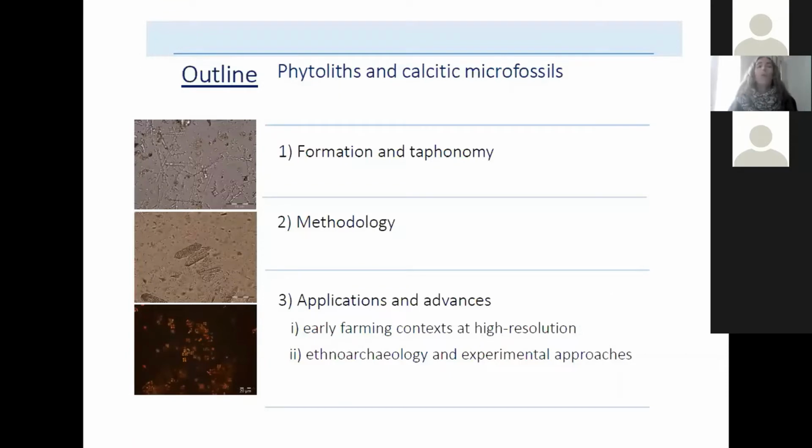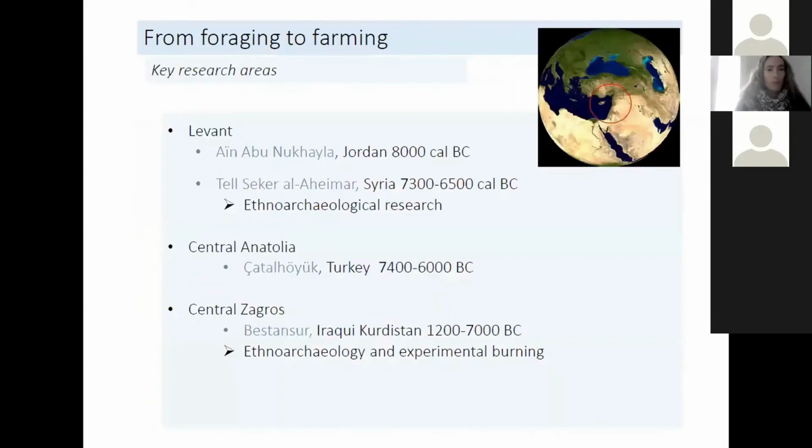I will refer to calcium oxalate crystals with ash pseudomorphs and to calcitic dung spherolites. So as I said, focusing on the formation and taphonomy, main methods, also sampling strategies in the field, and the main applications and advances, taking into account several case studies from the early farming context, high resolution, so with integration with other geoarchaeological techniques, and examples from ethnoarchaeology and experimental approaches.